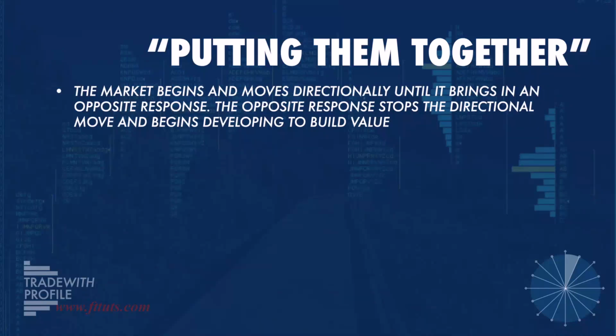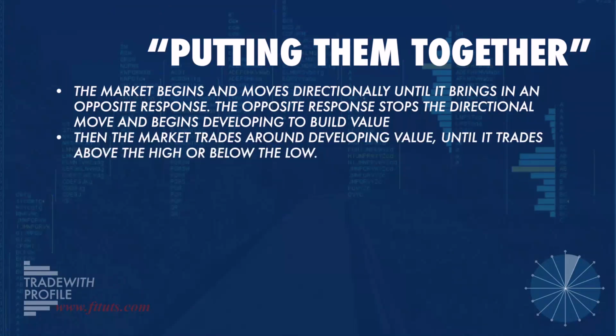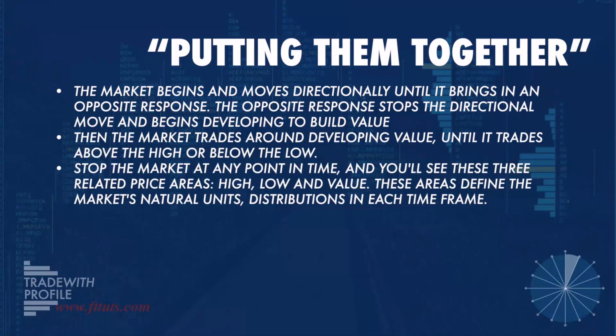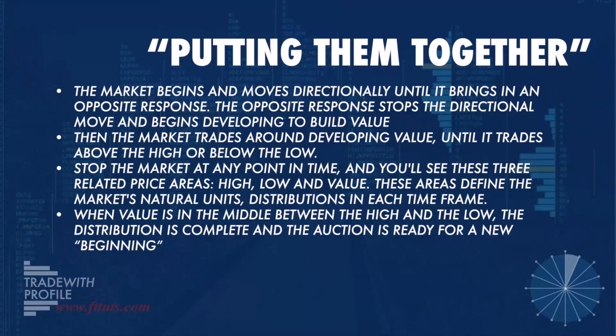Again, the market moves and begins directionally until it brings in an opposite response. The opposite response stops the directional move and begins developing to build value. This is the rest phase. Then we trade back and forth around that area, developing value until we get above the high or the low. If you look at the market at any time, you'll see these three related areas: a high, low, and value. And when that value is in the middle, between the high and the low, distribution is complete.